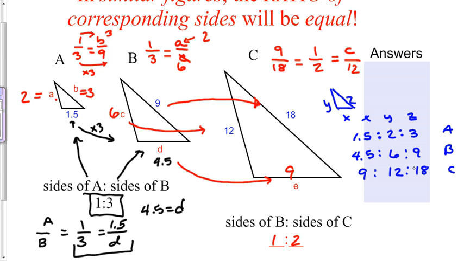That's in triangle B. And in the third triangle, C, I've got 9 to 12 to 18. This is figure C. So you can see that to get from A to B, every one of these sides was multiplied by 3 to get me these sides. And to get from B to C, every one of these sides was multiplied by 2 to get these sides.